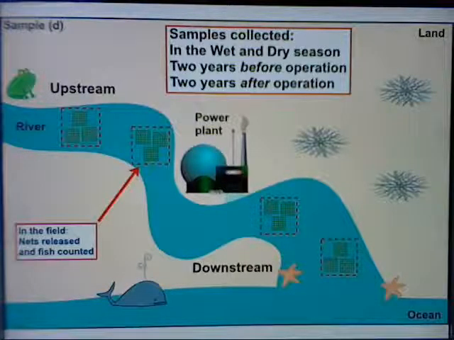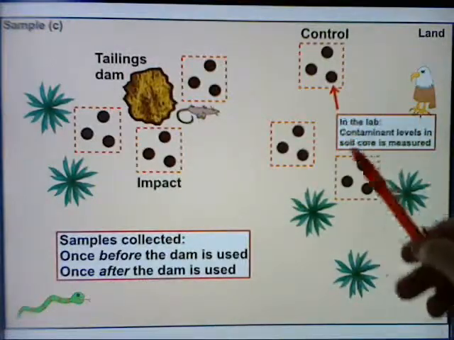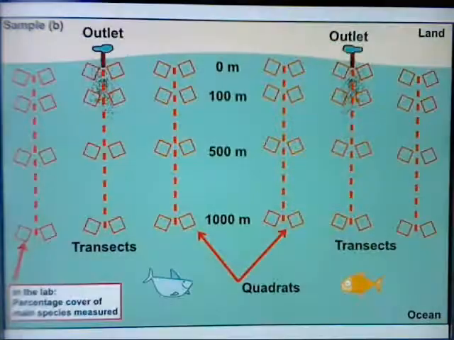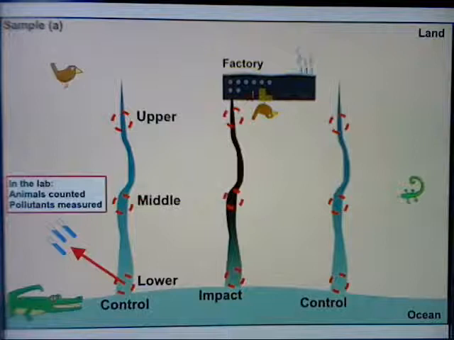Now, these examples have examples of both biological and environmental variables, or biotic and abiotic. Here it's just biotic or biological variables that are being measured. Here it's just environmental or abiotic, because it's the levels of contaminants. Here it's again just biological, because it's the species. And in the first design it's both. The animals are biological variables or biotic variables, and the pollutants are environmental variables.